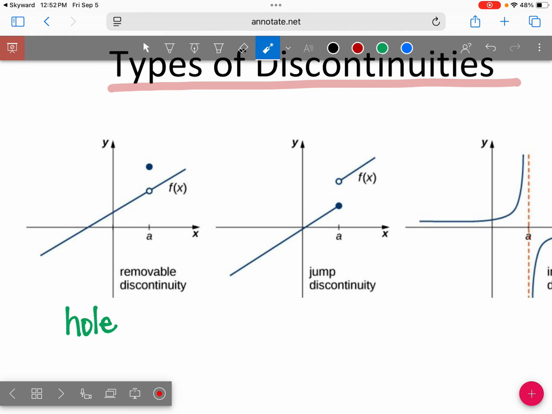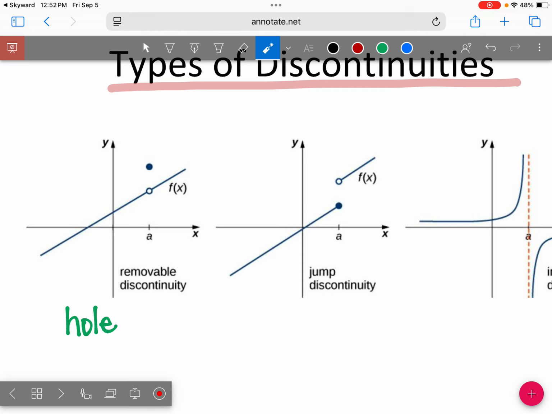So if you imagine that this is you walking on a ramp, you have to step over the hole. But both sides of the ramp are connected to the hole. But it's literally just a hole in the graph.